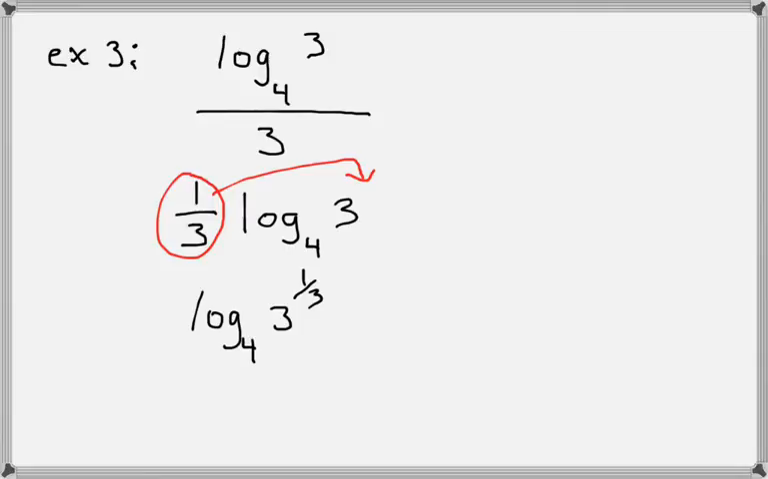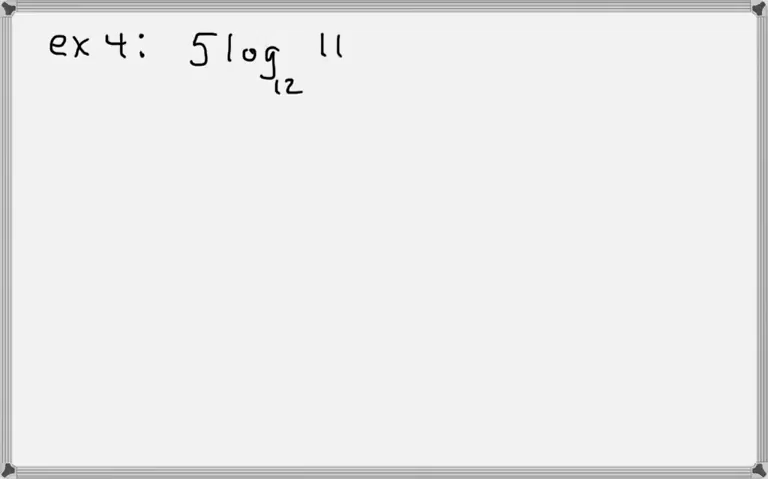The 1/3 power means the cube root, so you could also have written this as the log base 4 of the cube root of 3. Either way would be an acceptable answer. In example 4, we have 5 times log base 12 of 11. It matches our power property, so we can take this coefficient and move him up top to be an exponent. So we would get a log base 12 of 11 raised to the 5th power. And that would be our final answer.